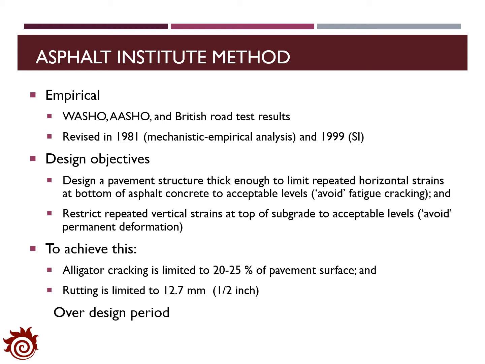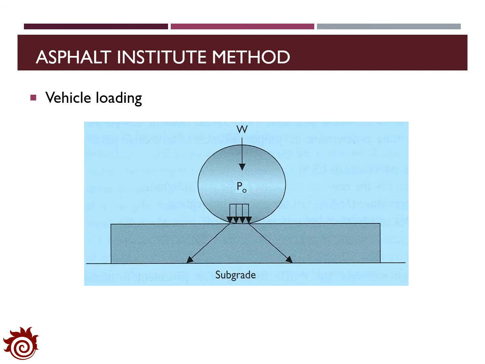To achieve this objective, in the design, the alligator cracking is limited to 20 to 25% of the pavement surface, and the rutting is limited to 12.7 mm over the whole design period. The figure here shows the vehicle load applied to the pavement structure. The load will be transferred from the surface of the pavement structure to the bottom and reach the intersection between the pavement structure and the subgrade.